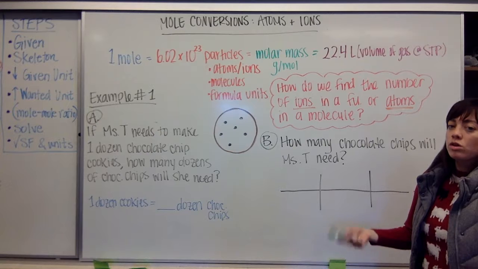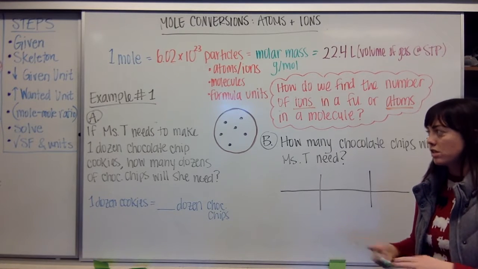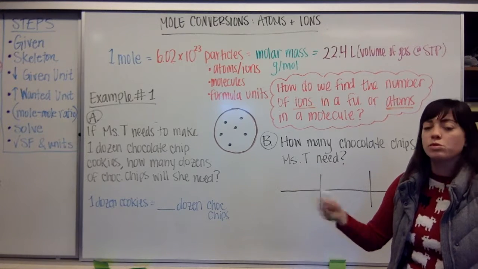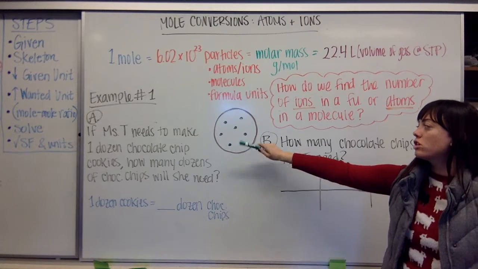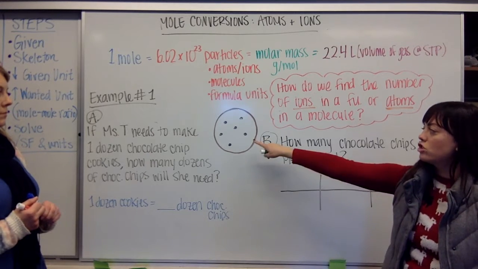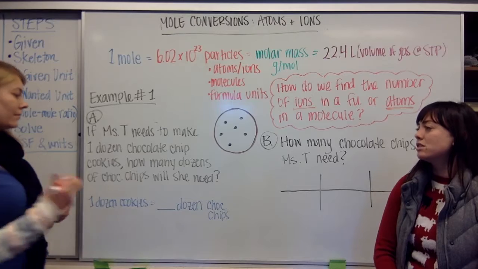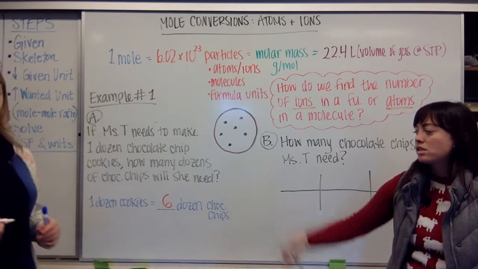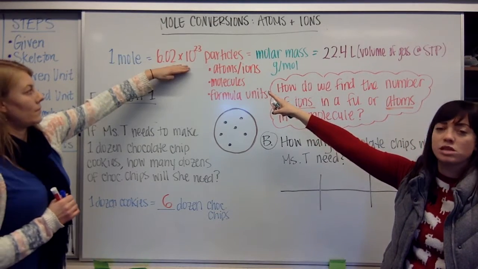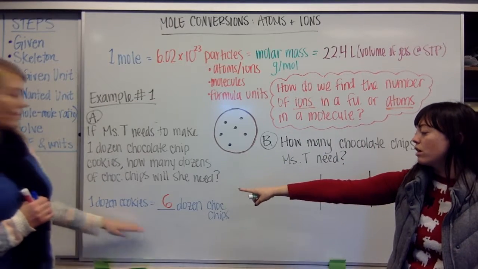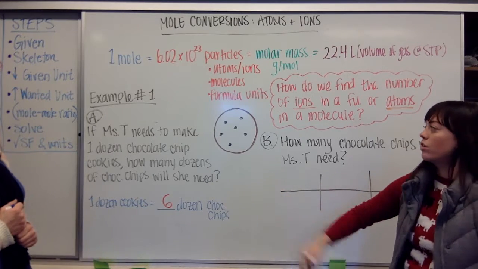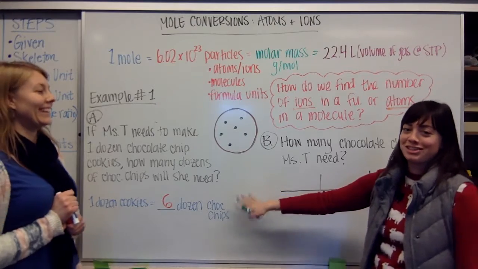Before we get into that, we're just going to use an example that we are more familiar with, the dozen. So, if I need to make 1 dozen chocolate chip cookies, how many dozens of chocolate chips will I actually need? Now you can see here's our chocolate chip cookie right here. We're going to have 6 chocolate chips in each cookie, so we will need 6 dozen chocolate chips. That's an equivalency statement just like up here. So 1 dozen cookies, just like 1 mole is equal to 6.02 times 10 to the 23rd particles, is going to equal 6 dozen chocolate chips.